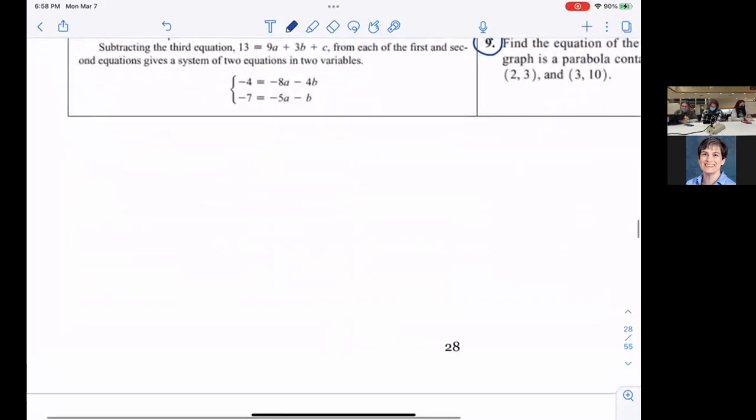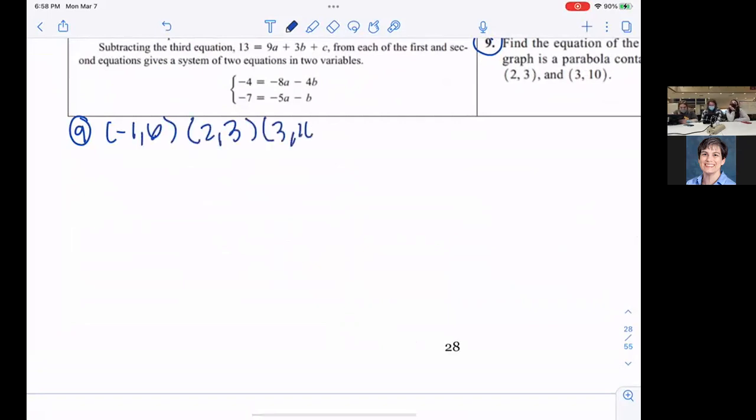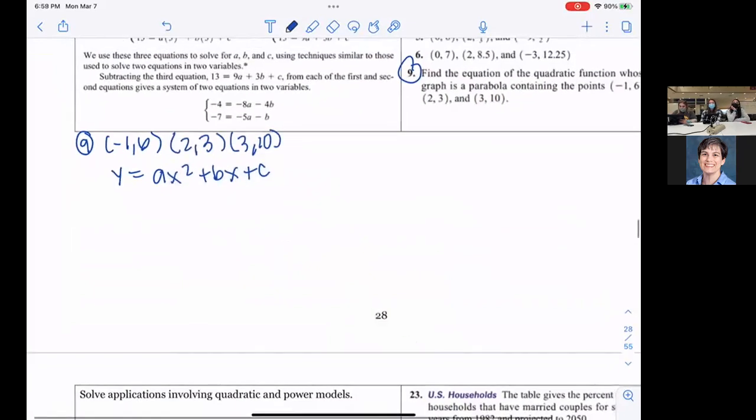All right, so we have -1, 6, we have 2, 3, and we have 3, 10. All right, so we're gonna use this equation that we know. We know that y equals ax squared plus bx plus c is true for parabolas, right? So what we're gonna do is plug in each of these points into this equation so we can find A, B, and C.